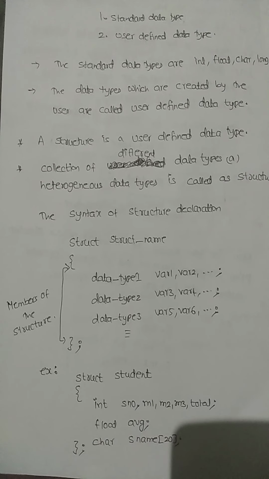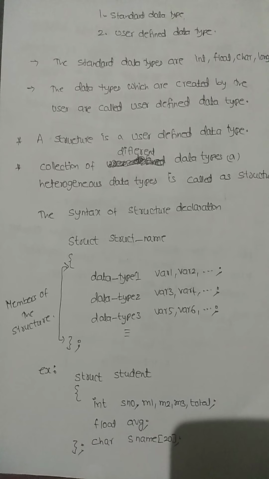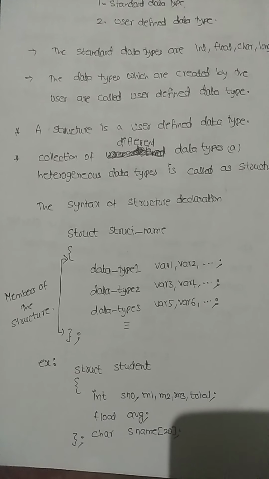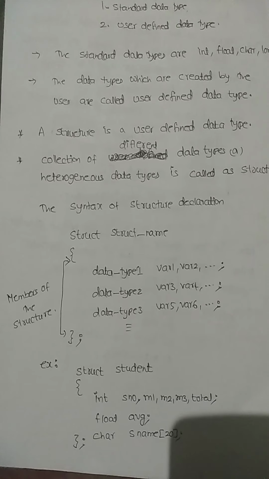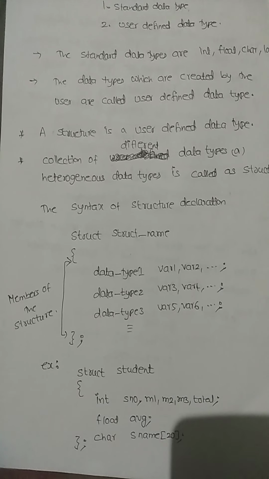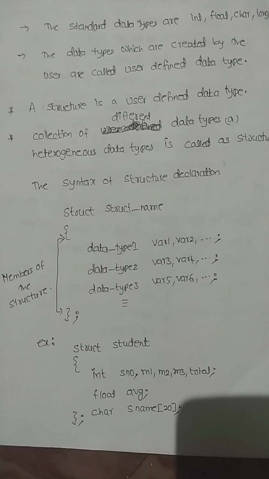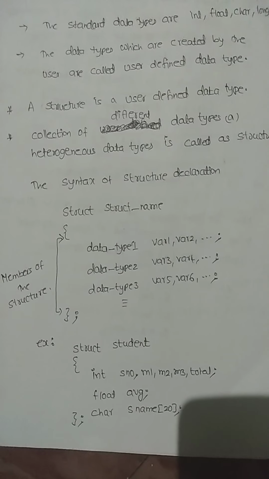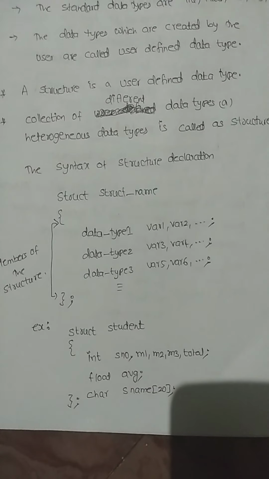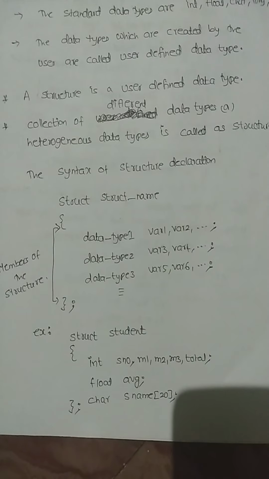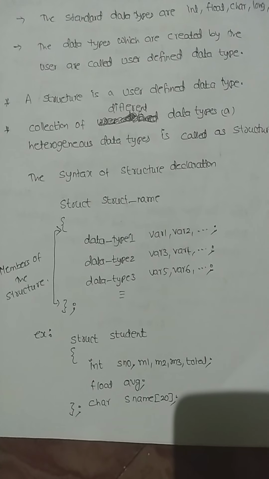Whatever variables you declare within these brackets, within the structure, are called members. For example, struct student. Student is the name of the structure. Here I am taking number, m1, m2, m3, total. These are integer data types. Average is float data type and name is character data type. So these are all called members of the structure student.